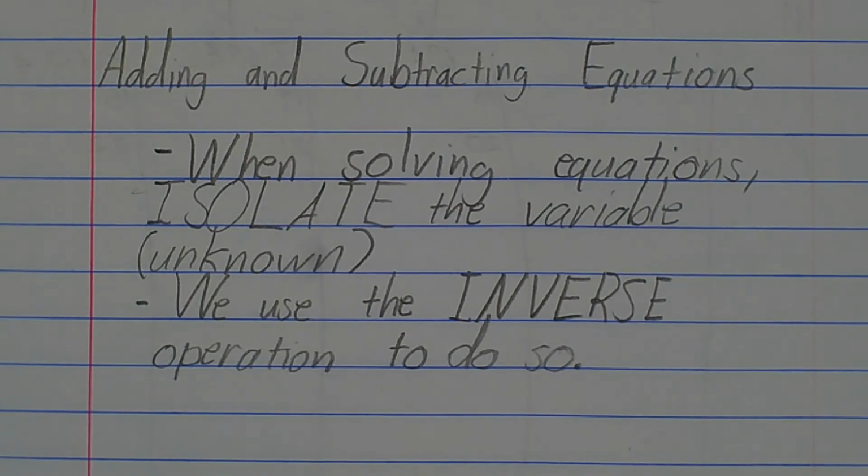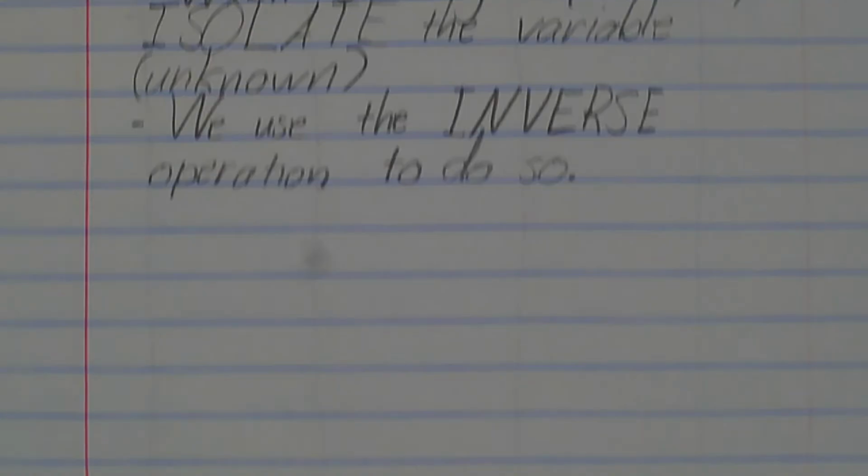Again, we're going to begin adding and subtracting equations. In order to add and subtract equations, we're going to isolate the variable or the unknown. And we use the inverse operation to isolate the variable, okay? So now we're going to do a couple of examples.